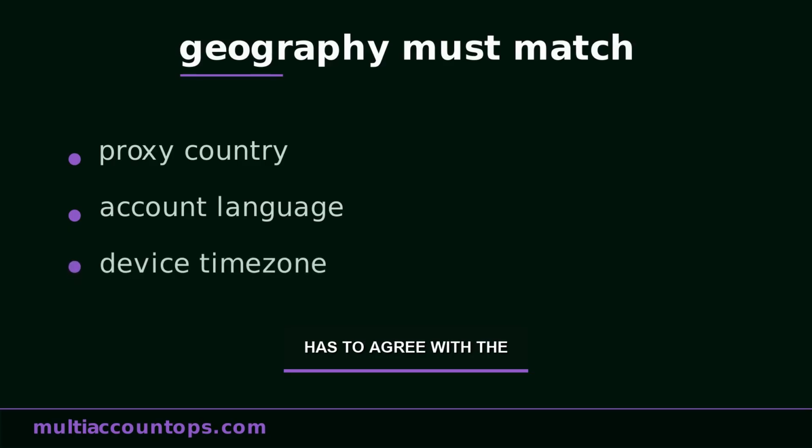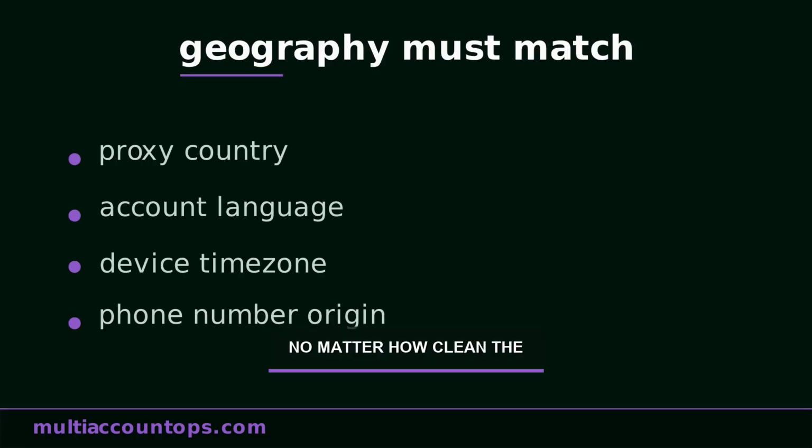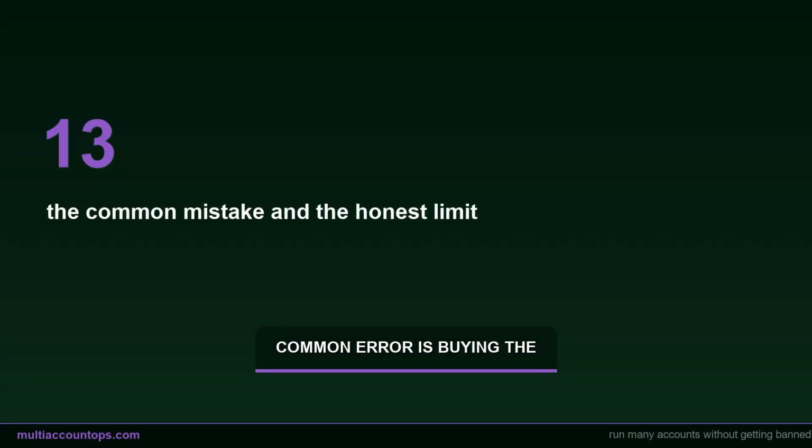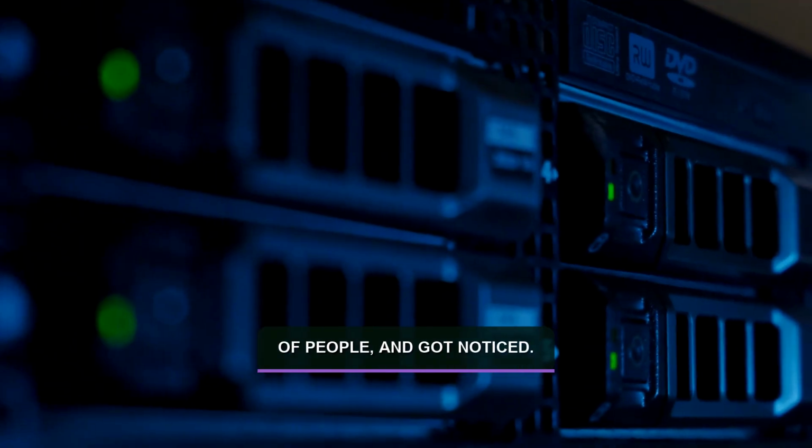It has to agree with the device profile and the account details, or the mismatch itself becomes the flag, no matter how clean the address is on its own. The common mistake and the honest limit. The single most common error is buying the cheapest data center pool for a sensitive social account and then being surprised when it dies in a week. The address wore a server uniform into a room full of people and got noticed.